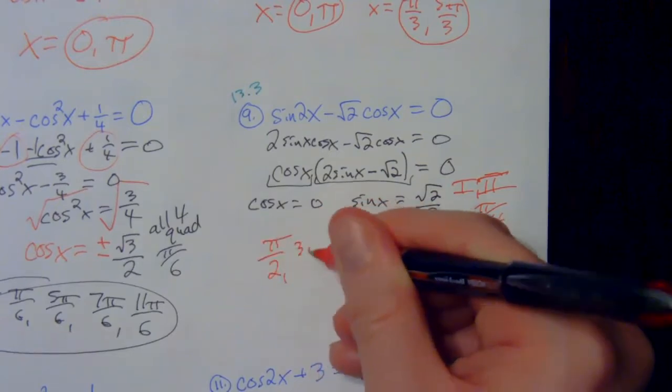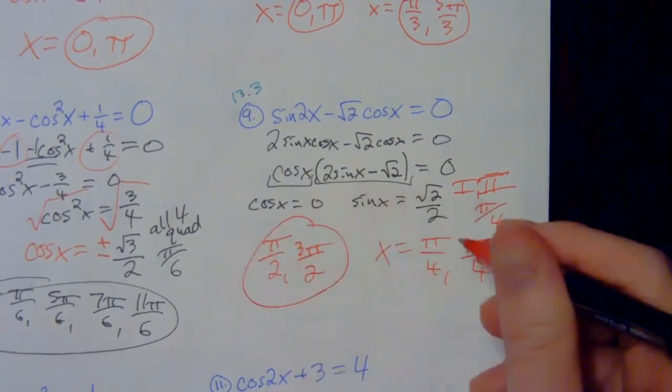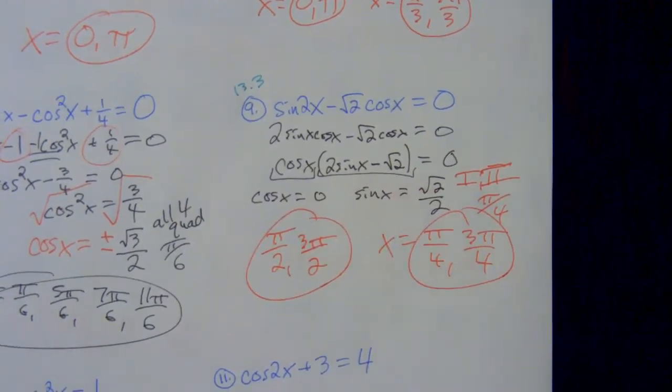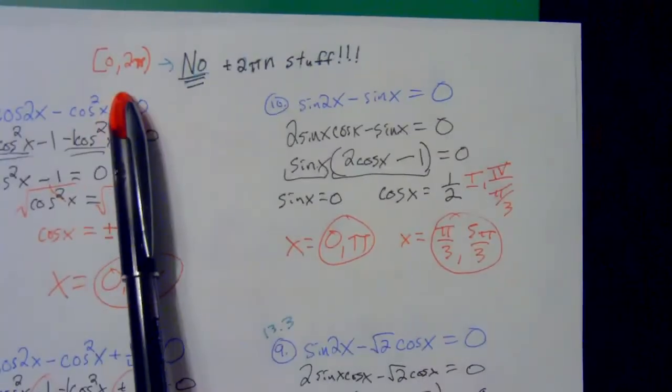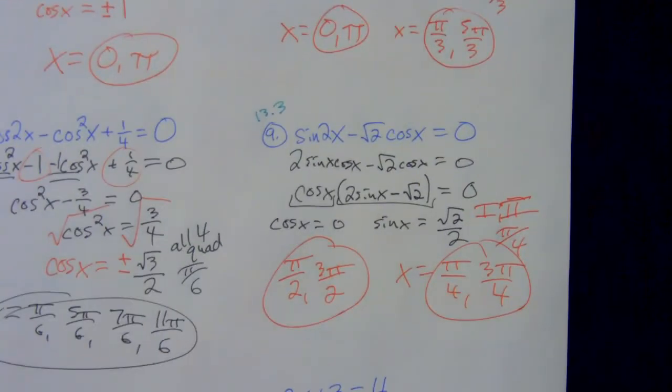So I get 2 more answers. So we got 4 total answers for that one. And then you got to make sure when it does say all solutions and not just in between 0 and 2 pi, that you're squeezing in that plus 2 pi n stuff right there. So just be careful on the details.